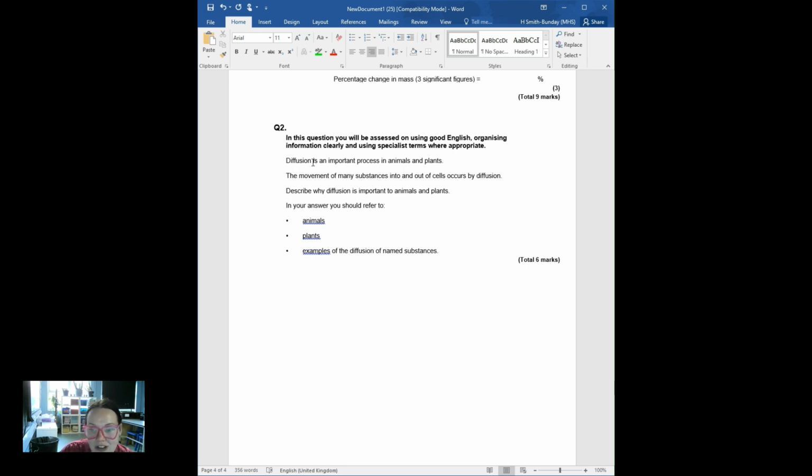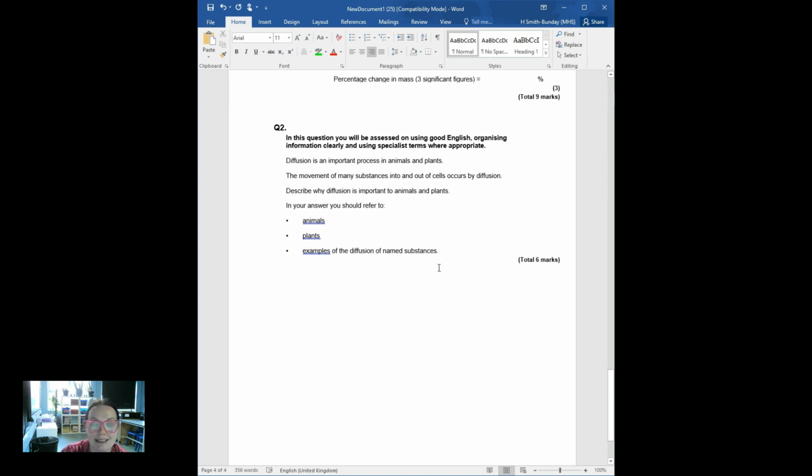Okay, last question is a 6-mark question. This says, in this question, you'll be assessed using your English, organising information, and using specialist terms where appropriate. Diffusion. So this is another method of movement of particles. We've had osmosis, now we're looking at diffusion. Diffusion has a very similar definition to osmosis, where it's movement of particles from a high concentration to a low concentration. They are both passive processes, which means they need no energy, but diffusion can happen in liquids and gases. We know osmosis only happens in water. The movement of many substances into and out of the cells occurs by diffusion.